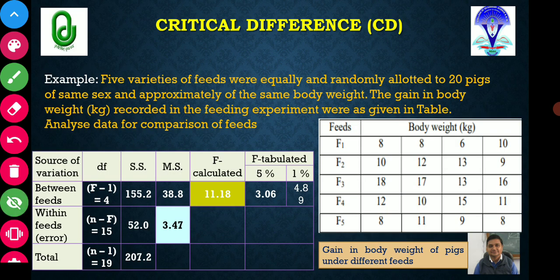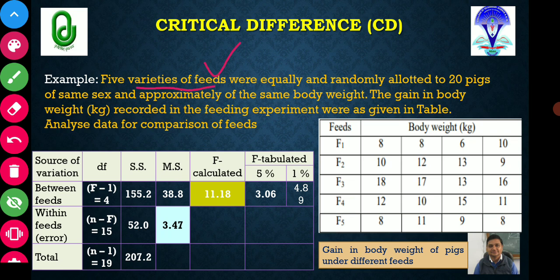Now just take one example, the same example that we have already seen when we were discussing CRD, that is completely randomized design. Actually, this is also a portion of CRD itself. There we discussed only up to ANOVA, and after that we have to calculate the CD value. Since that class was very long, I have separated this critical difference into a separate lecture. So the same example, 5 varieties of feeds.